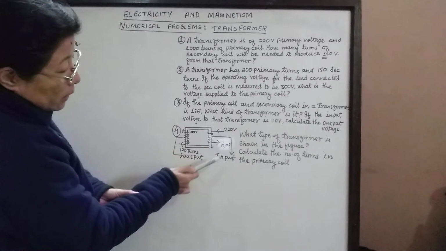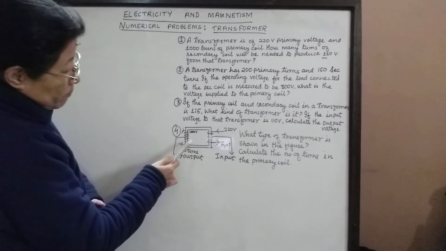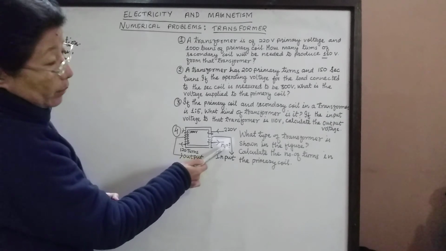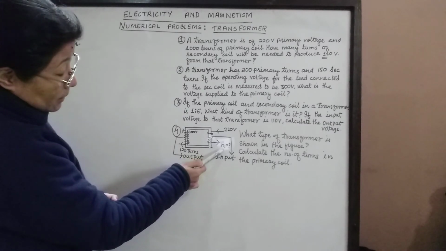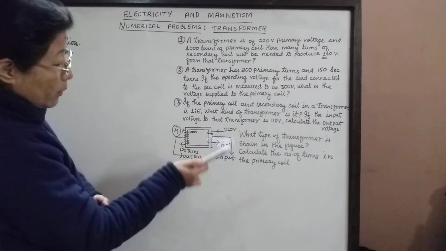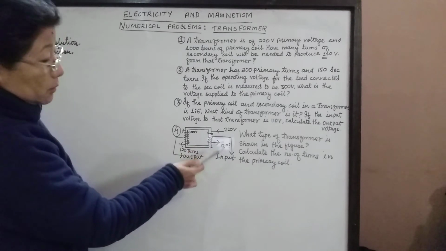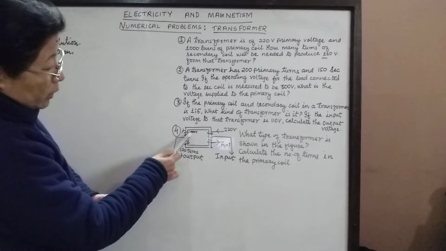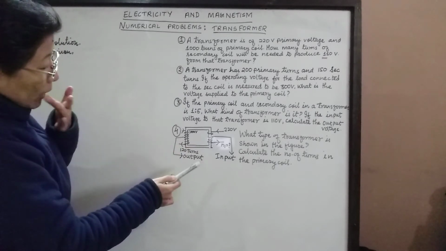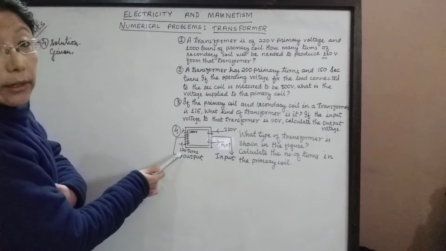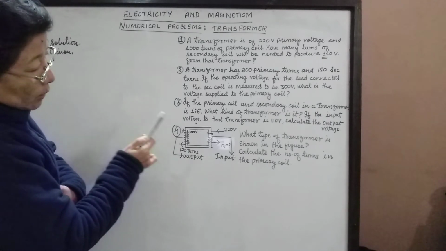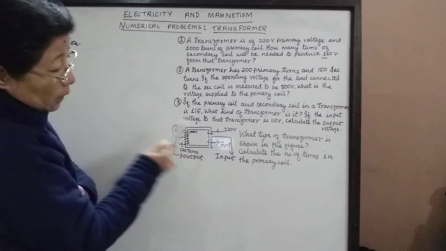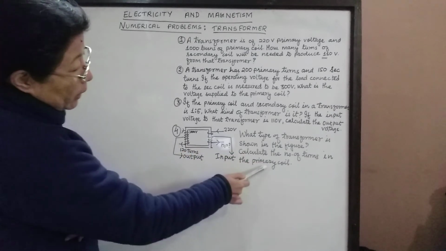Now you see input voltage 220, and number of turns in the primary coil is asked. N1 is number of turns in the primary coil. What is the number of turns in primary coil? This is the question. And output voltage is 1000 volt, and number of turns in the secondary coil is 120. So you have to find out this one. Calculate the number of turns in the primary coil.